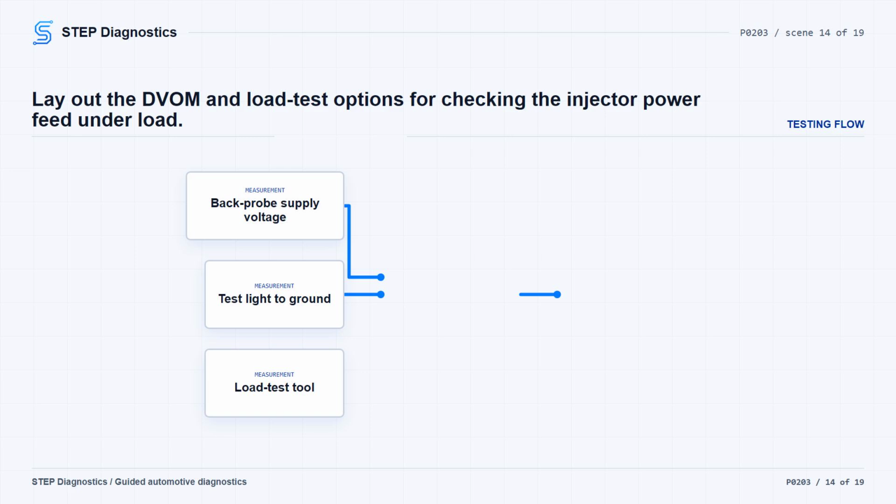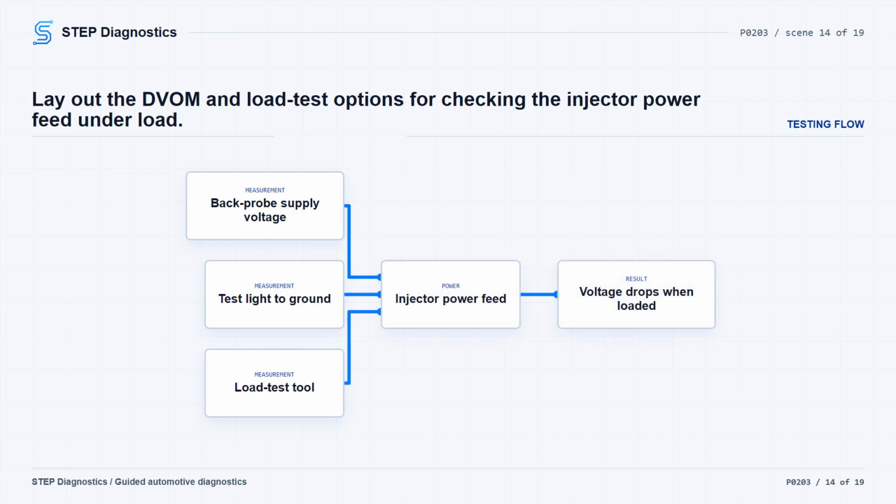Another acceptable check is to probe the battery supply circuit with a 12-volt test light connected to ground. You can also back probe and monitor supply voltage at the injector while it is commanded on and off. The meter should show constant battery voltage. If there is resistance in the circuit, voltage will drop when the injector is energized.